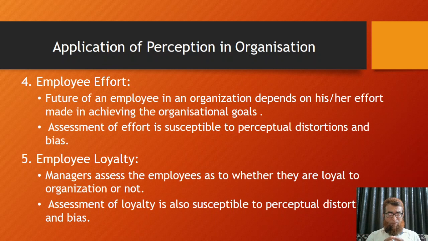And the fifth one is employee loyalty. Managers assess the employees as to whether they are loyal to the organization or not. Assessment of loyalty is also susceptible to perceptual distortion and bias. When the employee's loyalty is assessed by the managers, it is possible that there may be some errors, some perceptual distortions, and bias may also creep in.